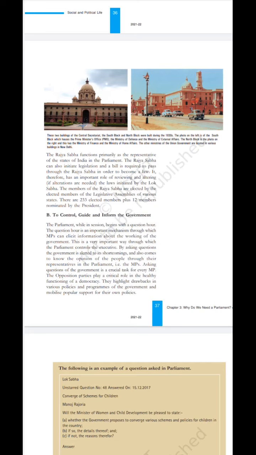The opposition parties play a crucial role in the healthy functioning of a democracy. They highlight drawbacks in various policies and programs of the government and mobilize popular support for their own policies.